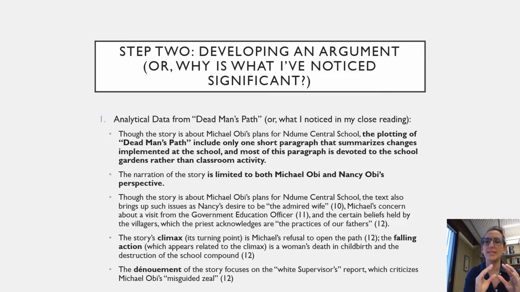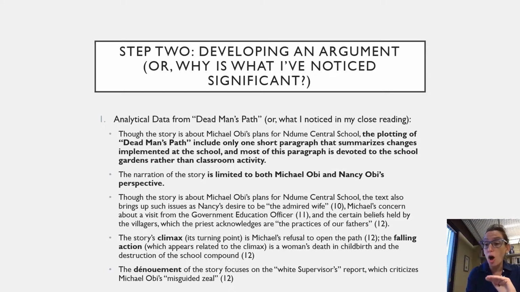Or is Achebe trying to do something there in terms of suggesting how we interpret events and how we make sense of them? So I thought that was a really interesting juxtaposition, because those don't logically follow. And yet, as we can tell by the destruction of the school compound, the villagers interpret the woman's death in childbirth as Michael's fault, right? So there's something really interesting there about interpretation.